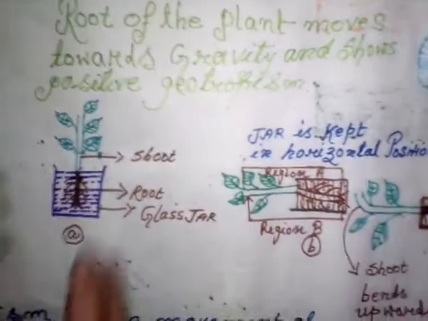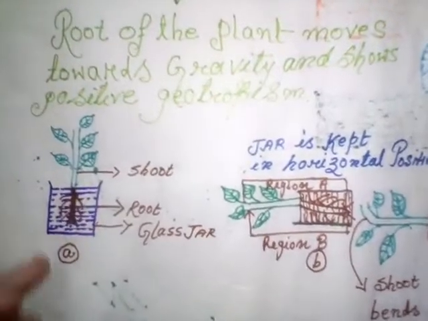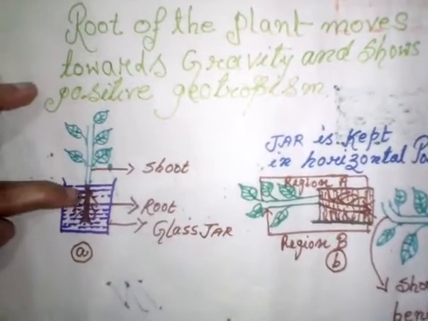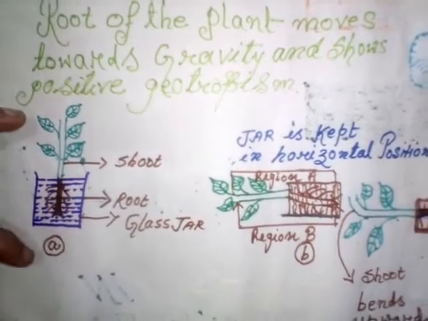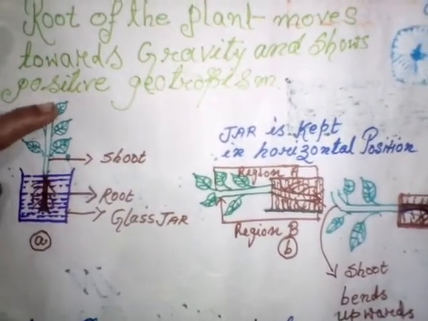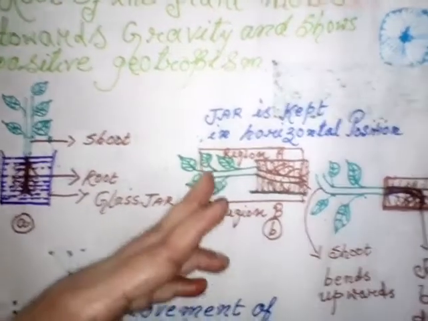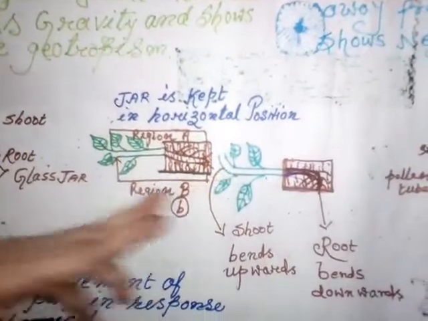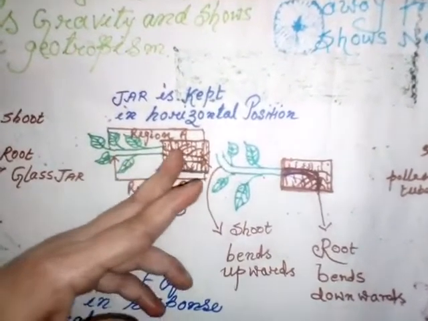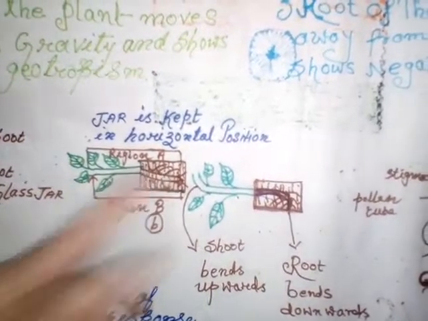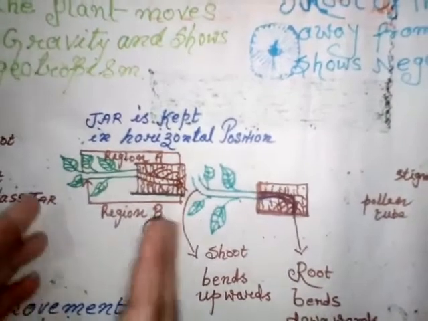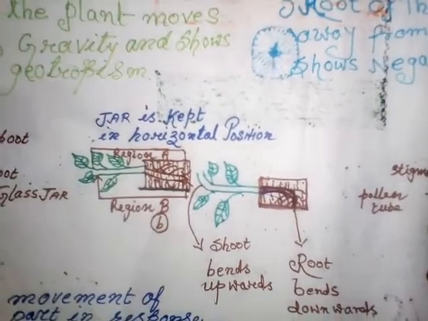Now I am explaining geotropism with the help of an experiment. A jar with a potted plant is kept here. Now it has been kept in vertical position. The root is growing downward whereas the shoot is growing upward. Now I have kept it in horizontal position. Obviously, root and shoot both of them will come in horizontal position, and I have kept it as it is for a few days.